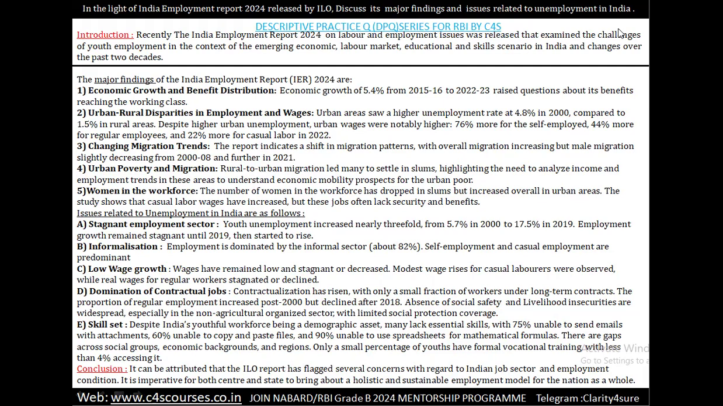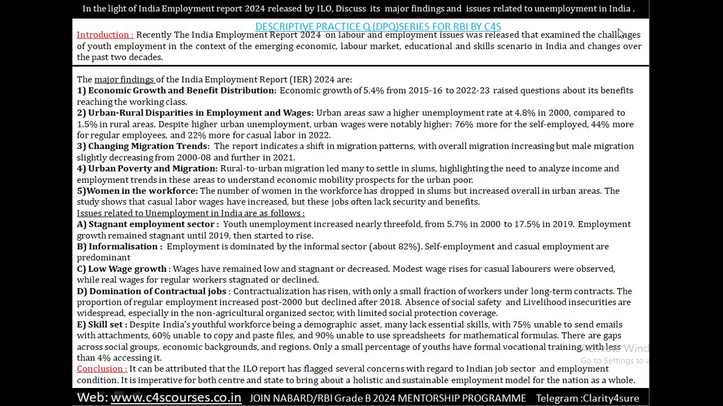First of all, we have to give a brief introduction about the report. Recently, the India Employment Report 2024 on labor and employment issues was released, which examined the challenges of youth employment in the context of the emerging economic, labor market, educational and skill scenario in India and changes over the last 2 decades. So this is a small introduction about the report so that there is a flow in the answer.